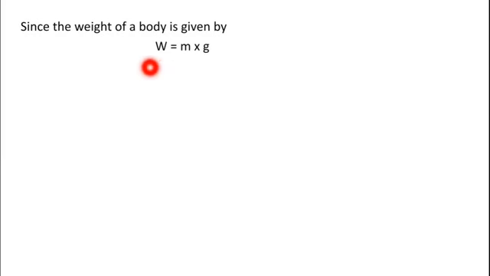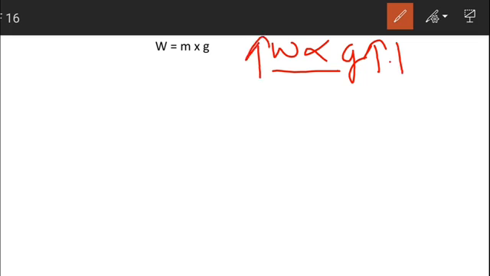Now students, you know weight of a body is given by W equals to m into g, where m is the mass of body and g is the acceleration due to gravity. Again you know that mass of body remains constant. It will never change. Hence, from this equation we can say that the weight is directly proportional to acceleration due to gravity. This expression means that if the acceleration due to gravity is increasing, then weight will also increase. If acceleration due to gravity is decreasing, then weight will also decrease.